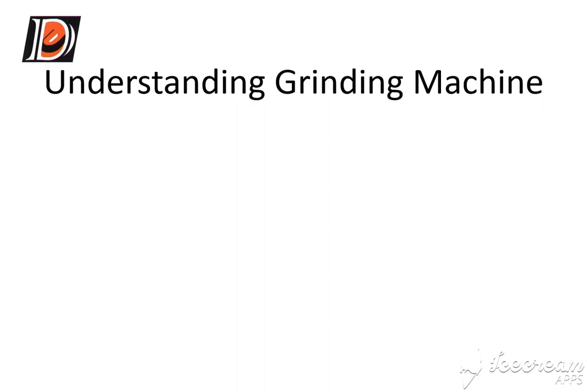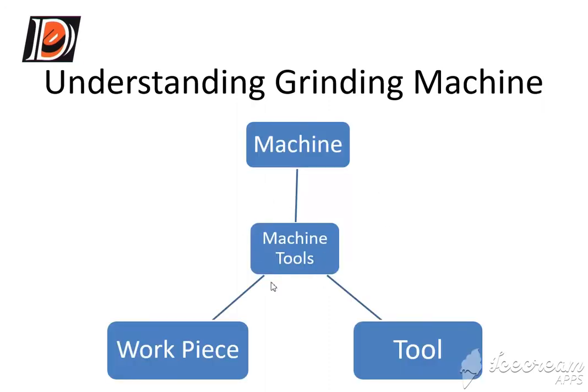So the grinding machine is one kind of machine tool. Now machining is the operation in which we are removing the excess material, and the machines on which we are performing these machining operations are referred to as machine tools. Lathe, milling, drilling are some types of machine tools.